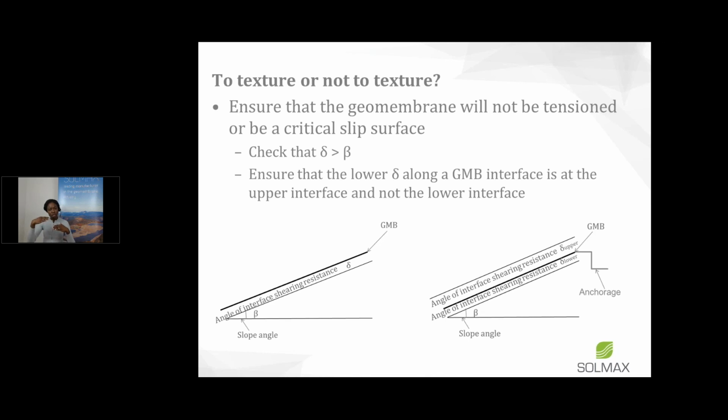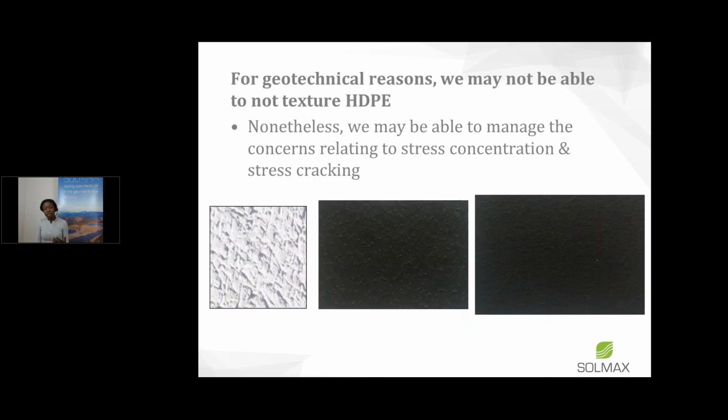So you may want to texture under your geomembrane, so that if there's going to be any critical surface, it's pushed above the liner, so your slip surface is above and not beneath. On HDPE, for geotechnical reasons, we just may not be able to not texture HDPE. We may just need to look at how to manage this risk.